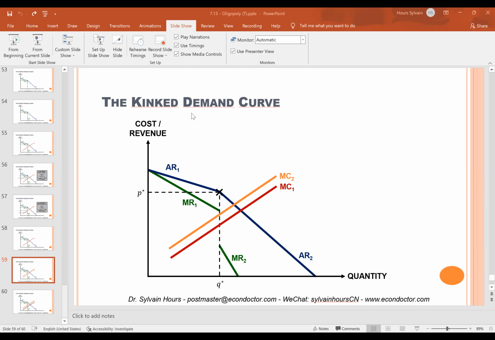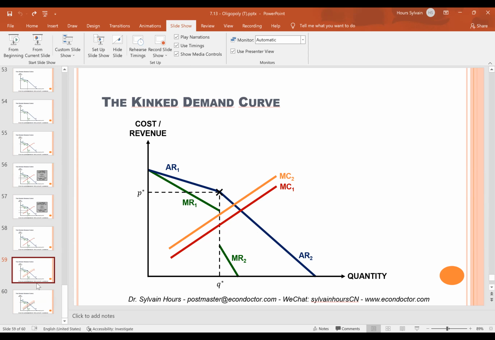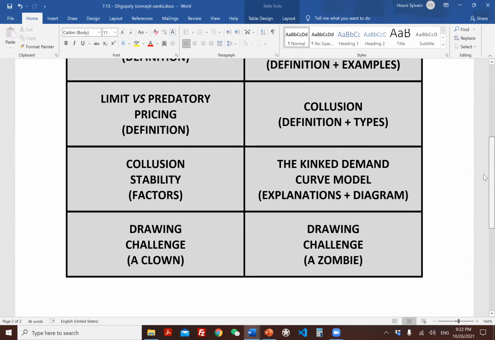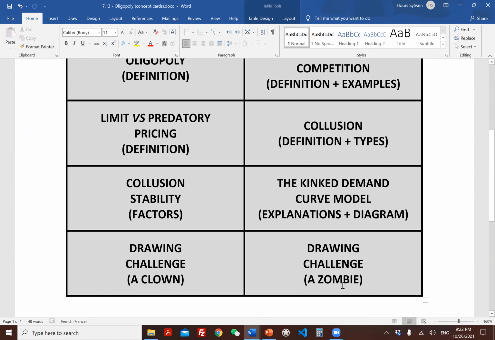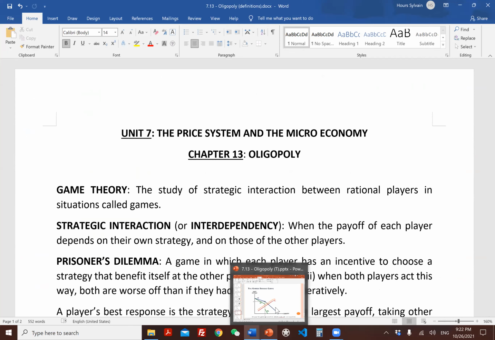So regarding the material, you already have the PPT, which I have updated. The PPT has been updated since last year. I have removed some things. I've mostly simplified some slides, some keywords. It's mostly the same, but it's easier compared with last year. I have also added the concept cards. You can see that the concept cards are here about oligopoly. So we have two drawing challenges, a clown and a zombie. And I'm still working on the definitions. So the definitions will be there soon. And the summary will also be there soon.